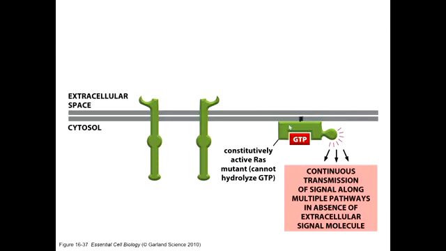And if you can't turn this back into GDP, then you're always on because you have a constantly bound GTP. And if you're always on, you're continuously transmitting information downstream. And if your role is to help encourage cells to divide or grow, you can start to probably appreciate how this could be a problem for putting you at risk of cancer, because now your cells are on hyperactive drive and just dividing or growing all the time.